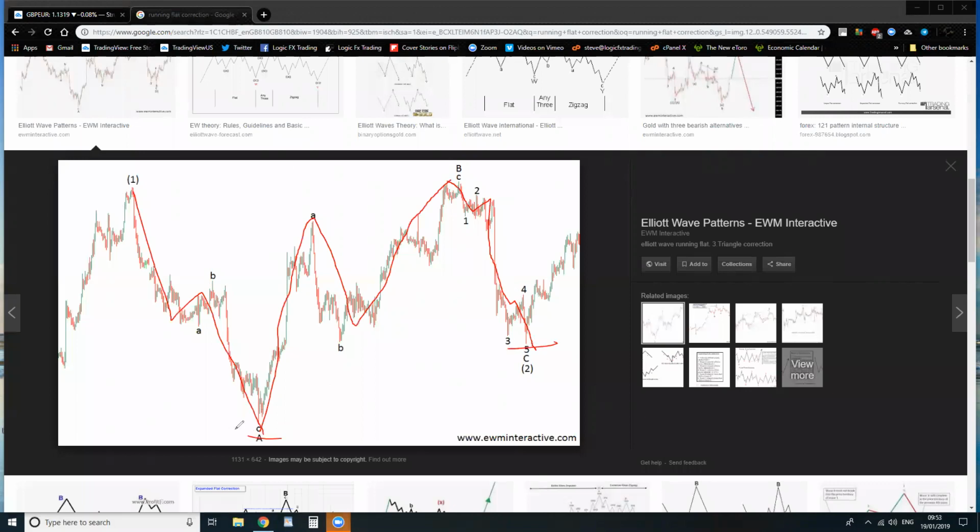So C does not break A, and B is just, well, there's the thing about this one. It's just above there. And so they're kind of calling it a running flat. I'm not so sure, and this is the difficulty, guys, because you go through the internet and you see these things without commentary, and therefore you assume. The important thing is you can see that they're a lot more complex than what we draw when we're just drawing the lines, guys.